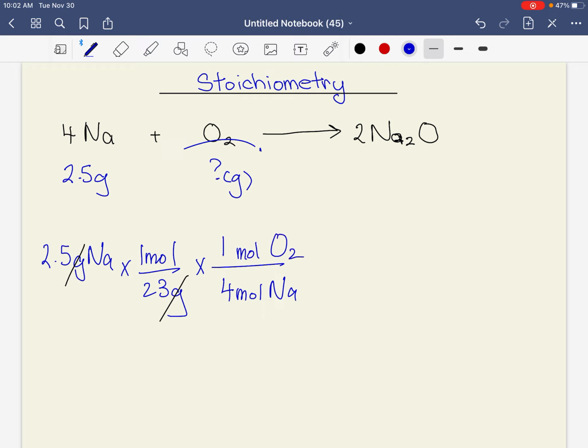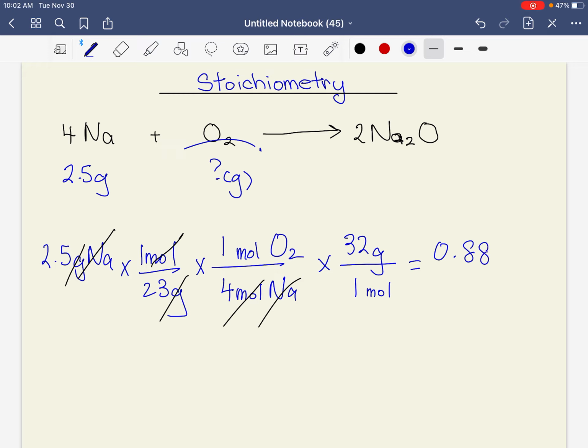See how I set that up? Moles and moles cancel. Na and Na cancel. And what I have here is moles of O2. I don't want moles of O2. My question says I want mass of O2. I can easily do that, because I know for O2, every mole is 32 grams. That's the molar mass of oxygen gas, 16 times 2. And what's the answer? So that's 2.5 divided by 23, divided by 4, times 32.